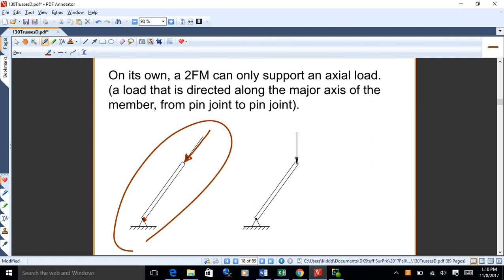But if you push off the line, if you're not pushing towards the other joint, this thing would start to rotate. So two-force members on their own are not stable when you apply a non-axial load. Okay? So they have to have axial loads in them. That's the only load they can support on their own.